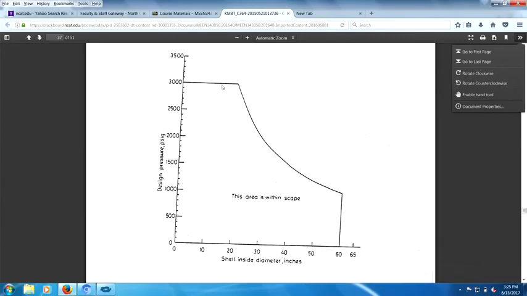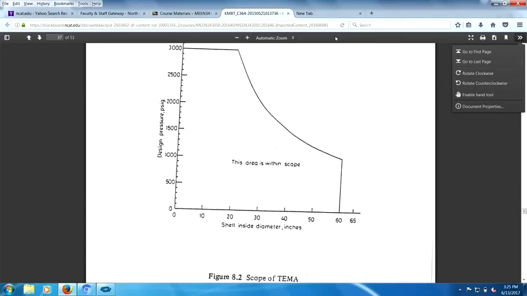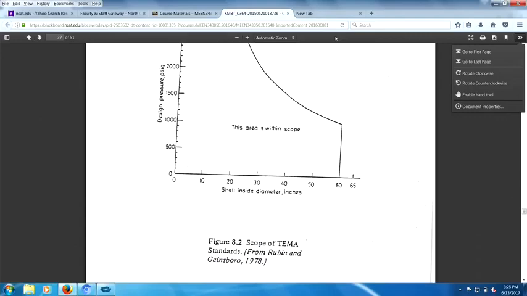Right? Anyway, it goes up to about a 20-inch shell, inside diameter. We don't talk about wall thickness here. And then for some strange reason, it comes down at 60 inches here. You can go to 1,000 PSI. Now, this is probably the scope of TEMA standards. That may have changed over the years. Anyway, the important one right here is 300 PSI. See the line across at 300 PSI?